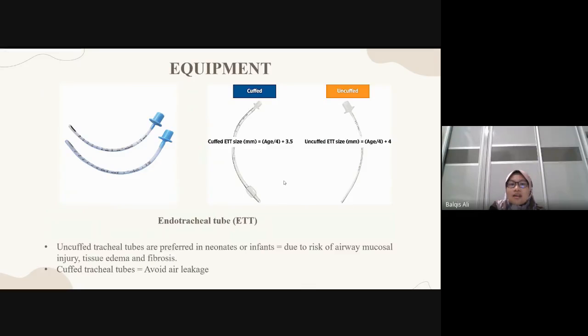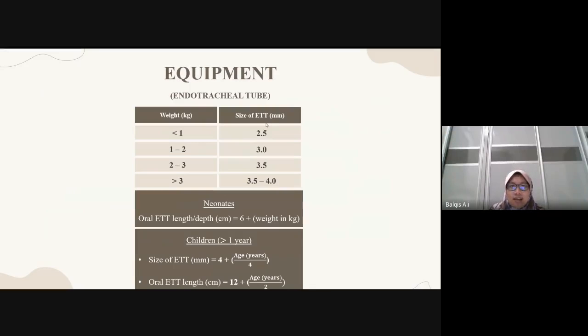Okay. Then this is the internal diameter of the ETT corresponding to the weight of the patient, and this is how we use the formula. For the neonates, this is the length on how far we can go into the trachea. This is the formula. And for the size and also the length for the children more than 1 year old.